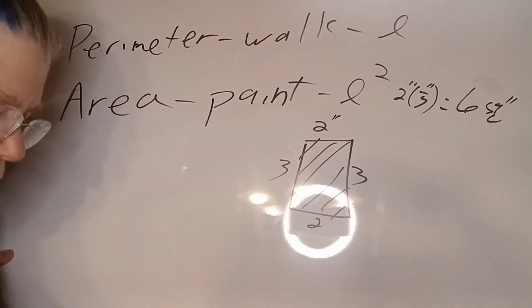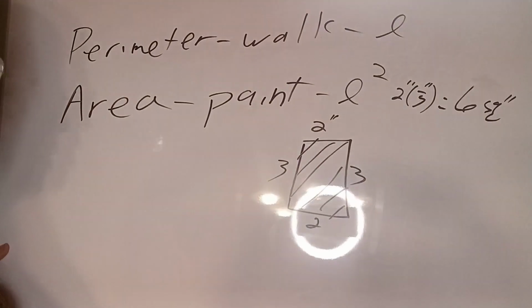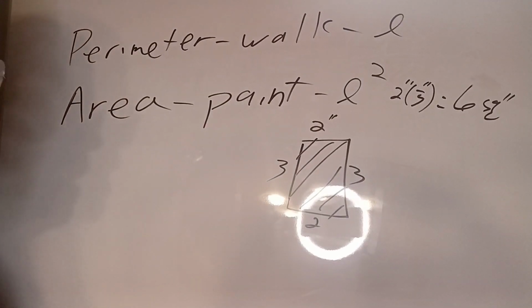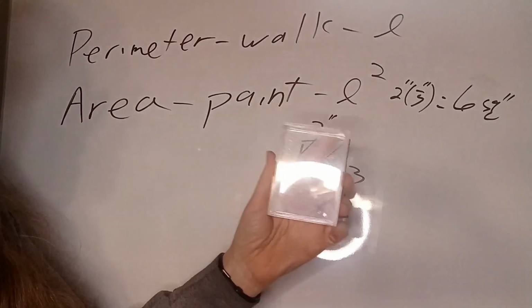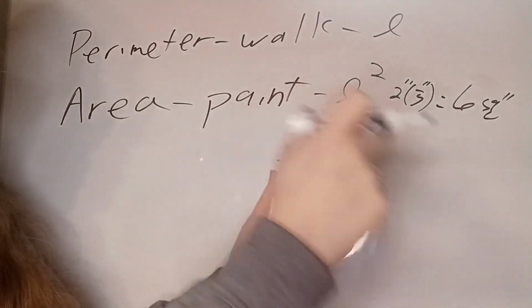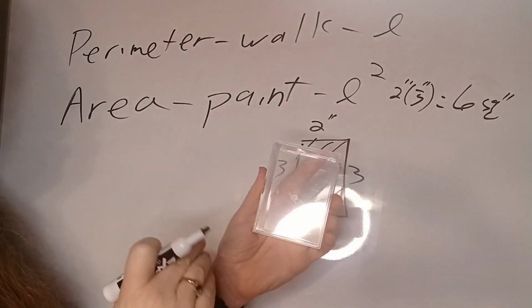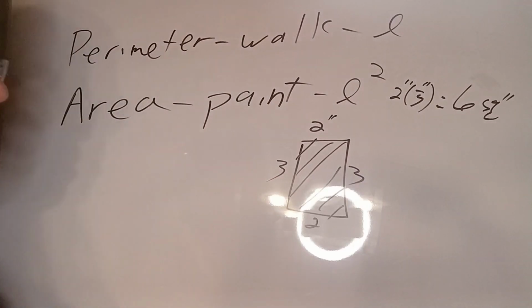Okay? So if it's a surface, if you can pat it like I do here, then it's an area. I can't pat a perimeter because it's the distance around the outside, right? That would be silly. All right?